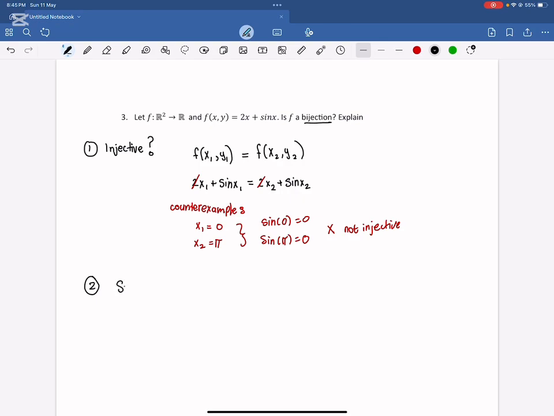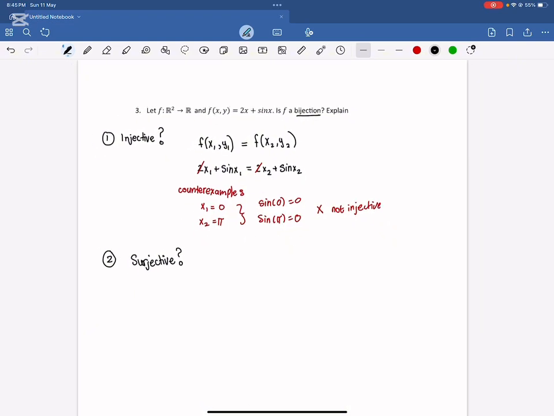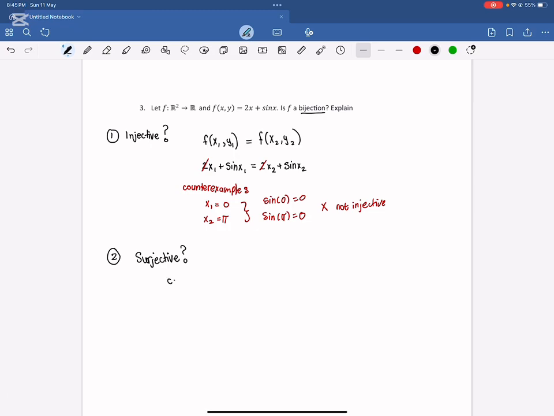Next, is it surjective or not? Okay. So I want to check if the codomain of the function, which is all real numbers, is equal to the range of the function. Okay, the function is 2x plus sine x. For 2x, the range is all real numbers, okay? But the range of sine x is from -1 to 1, okay?